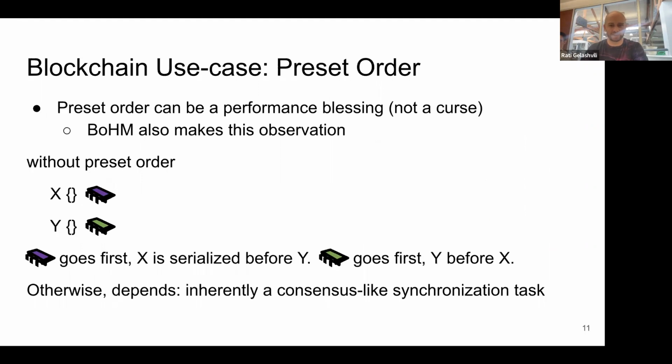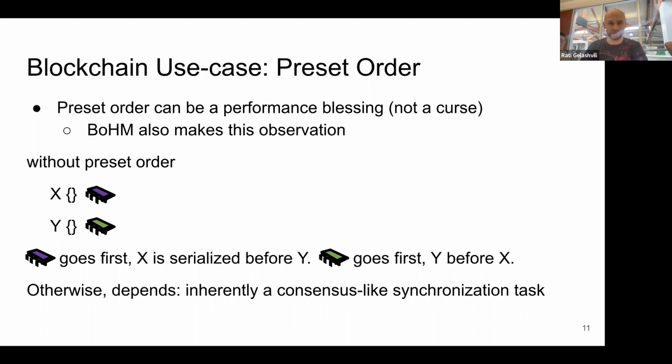So the last one that I will emphasize is the preset order. This is something that we observed, and we would love to claim that we made this observation first, but it's not true. The BOM paper explicitly makes this observation. But I believe, and I think my co-authors also believe, that people should know this observation way more than they do, right?